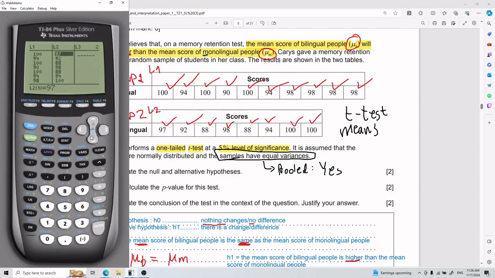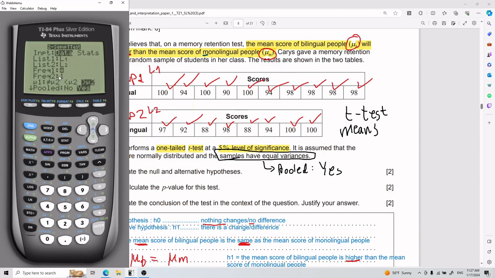Some of you might be thinking, yo, my data is not aligned. There's more data in L1 than L2. And I would say, yeah, you're right. That can happen. It's okay. Not a big deal. Stat, test, 2 sample t-test. I already put in my data. So here, list 1, list 2, I am good to go.